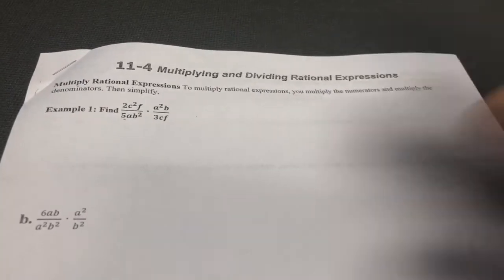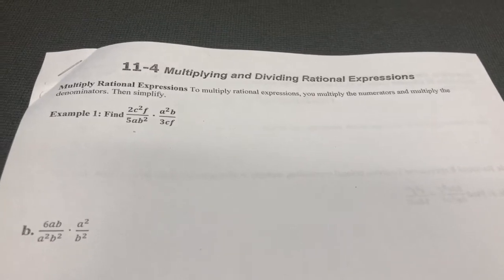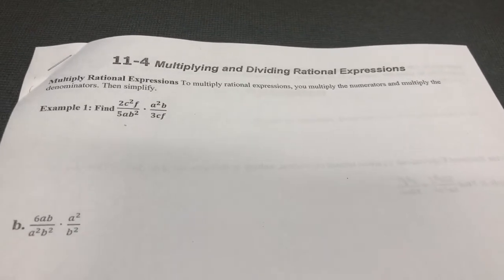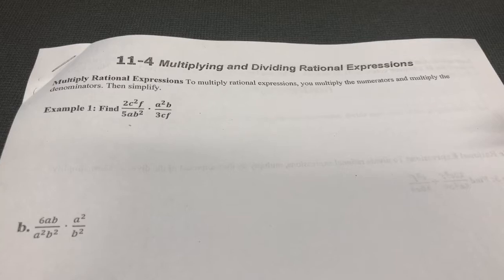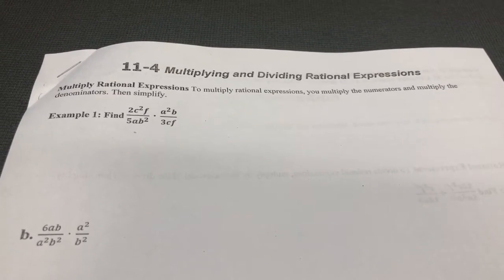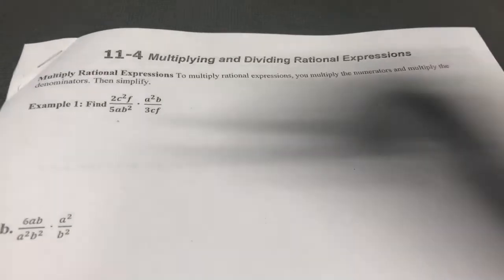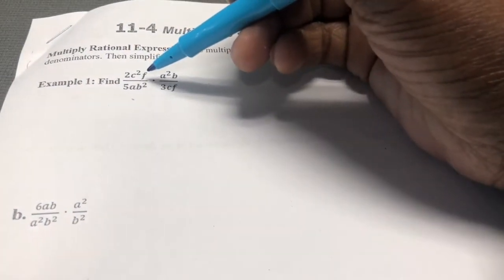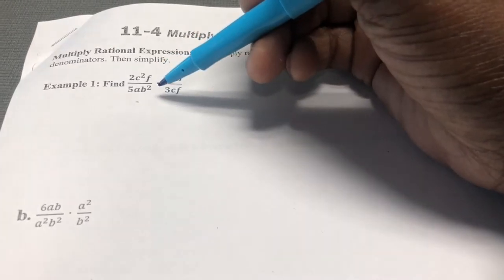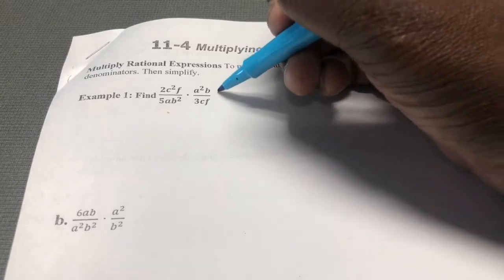All right, so today we're doing 11.4, multiplying and dividing rational expressions. To multiply rational expressions, you multiply the numerators and multiply the denominators, and then you simplify. So we have 2c squared f over 5ab squared times a squared b over 3cf.